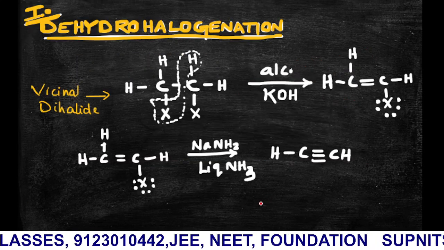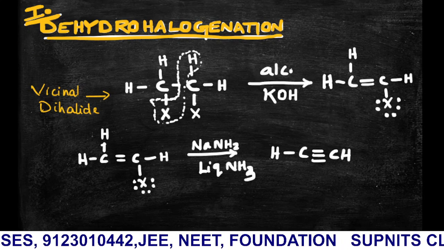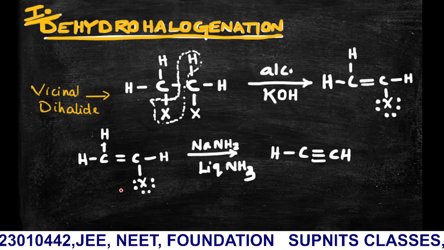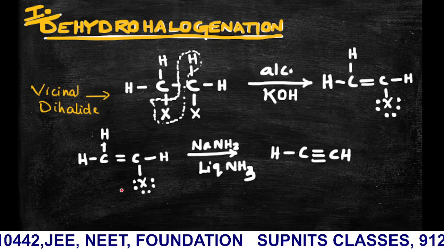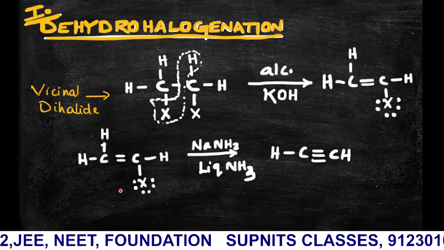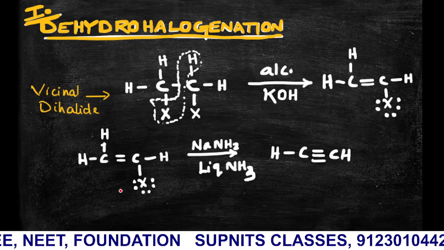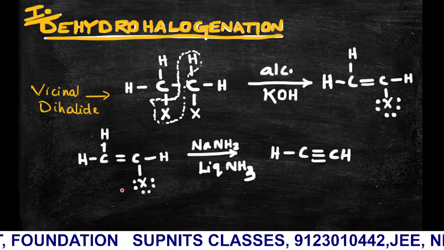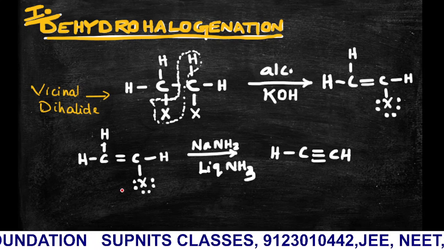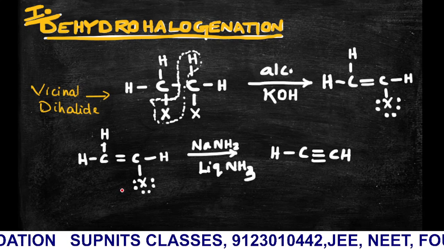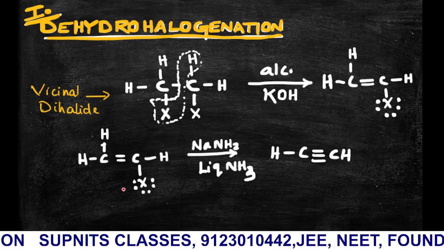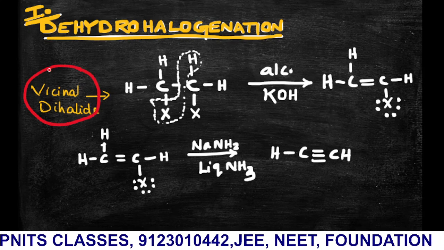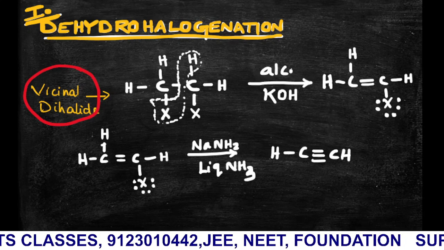The first method that we are going to discuss today is dehydrohalogenation. This method might be familiar to all of you from studying in class 10th also. While preparation of alkenes has already been done, this method has already been used. Here we are using a vicinal dihalide. The question is, what is a vicinal dihalide?